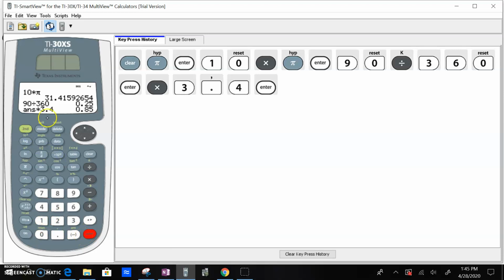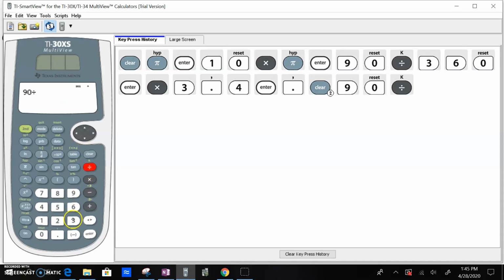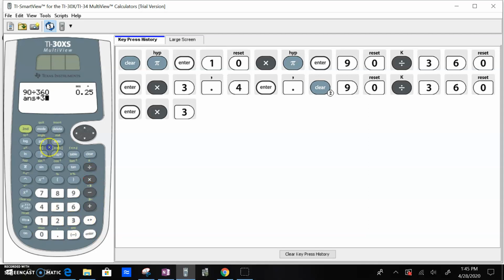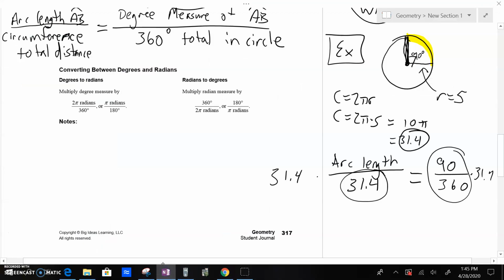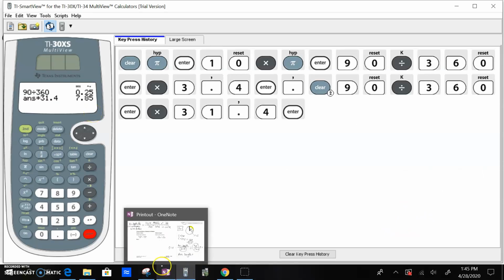And I get 3.4. I didn't mean to do that. Let's clear all this out. So let's try again. 90 divided by 360, so I'll get my 0.25. And then I'm going to multiply that by 31.4. There we go. And then hit enter. And I got 7.85. We'll call it 7.9. We'll round. So what that means is my arc length would be 7.85 or 7.9.